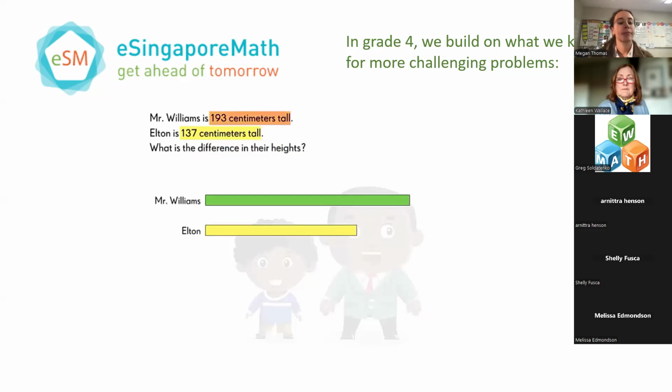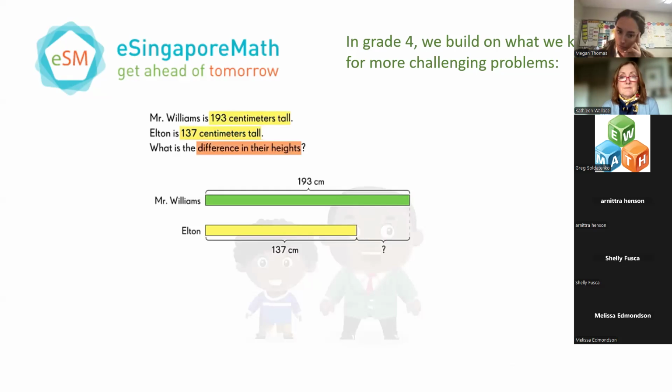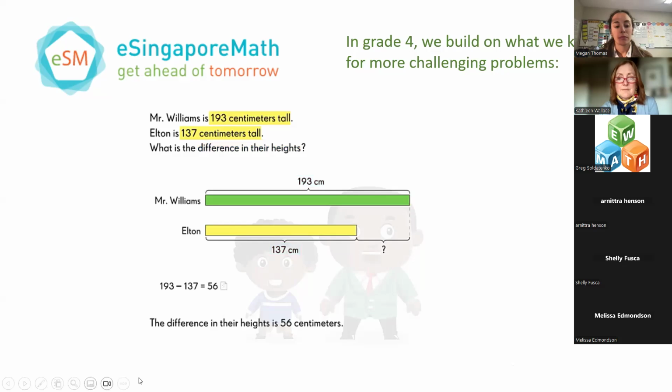Mr. Williams is 193 centimeters tall. And Elton is 137 centimeters tall. We do not know the value of this. How do we find the difference in their heights? To find the difference, we subtract this from this. We get 56. Therefore, the difference in their heights is 56 centimeters.